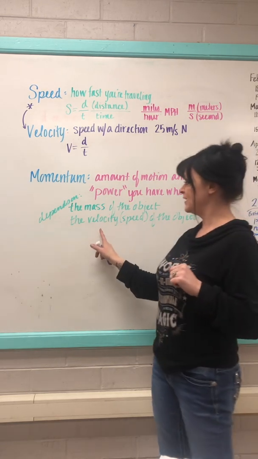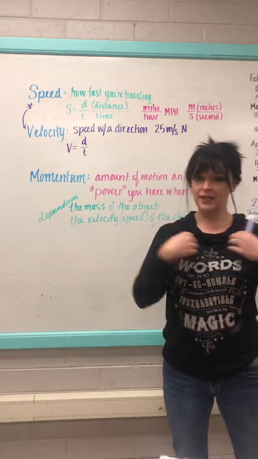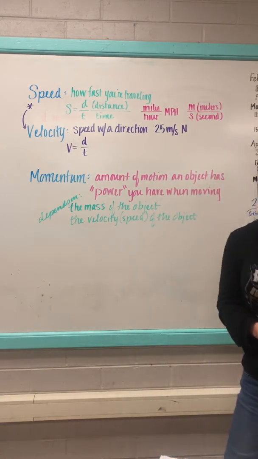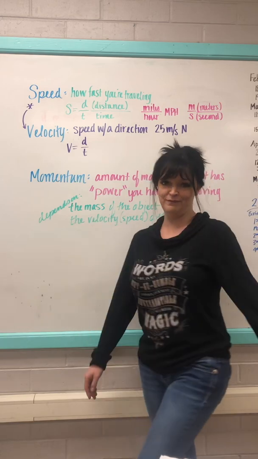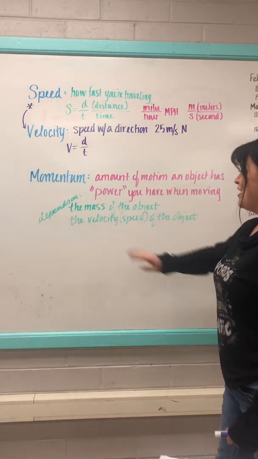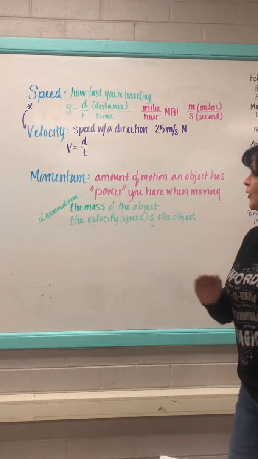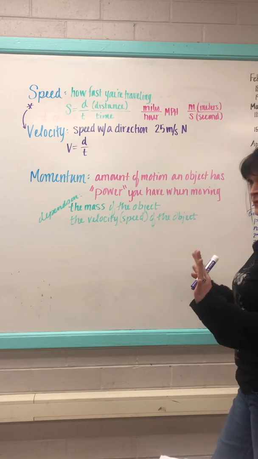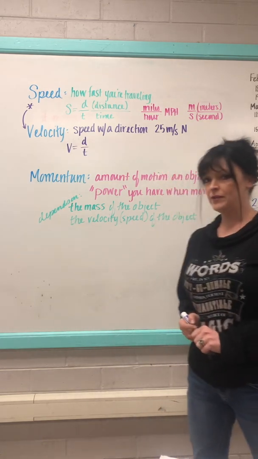Even if I was running the same speed, I wouldn't have as much mass. So it would hurt you less if I hit you as opposed to a professional football player that's 250 pounds of muscle and 6'5" or whatever. That person is going to have a lot more momentum. They're going to have a lot more power behind their motion because they have more mass. We're running at the same speed, so they would still have more momentum.